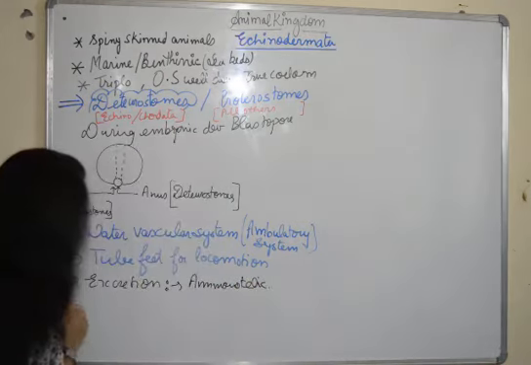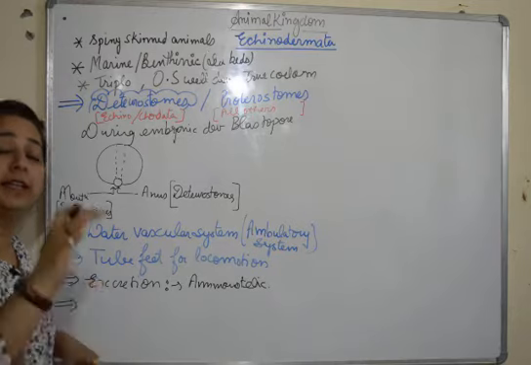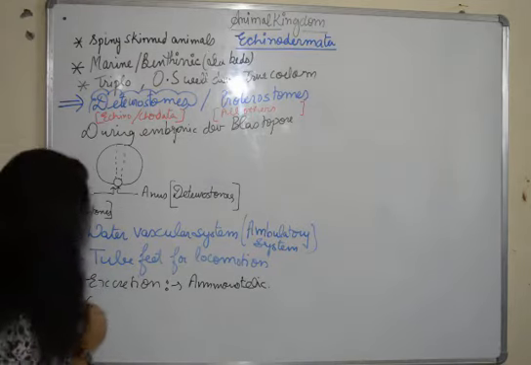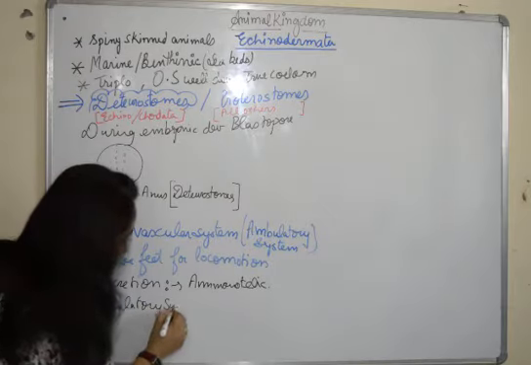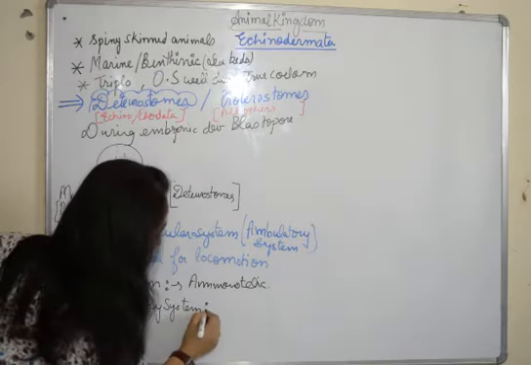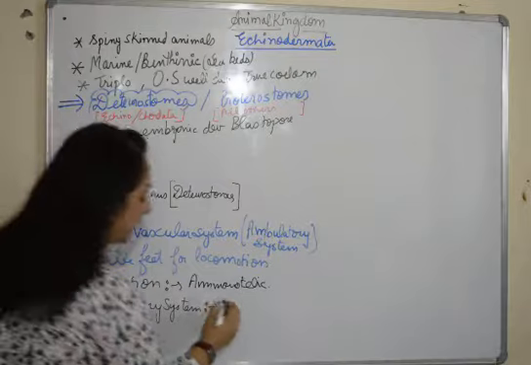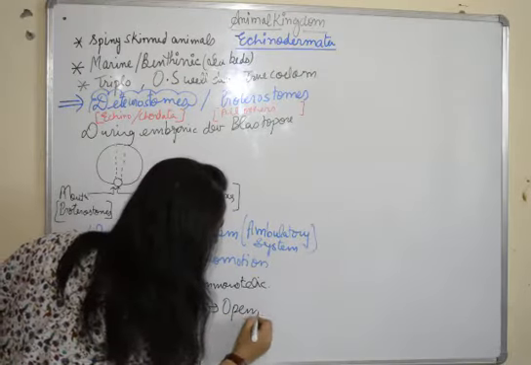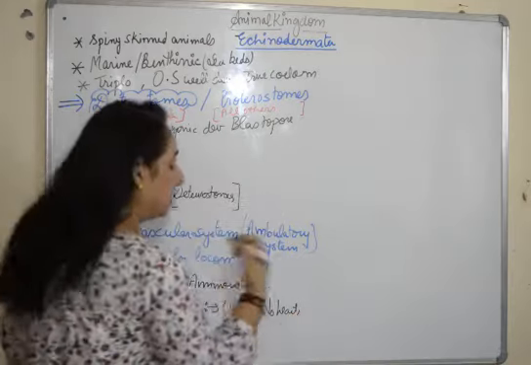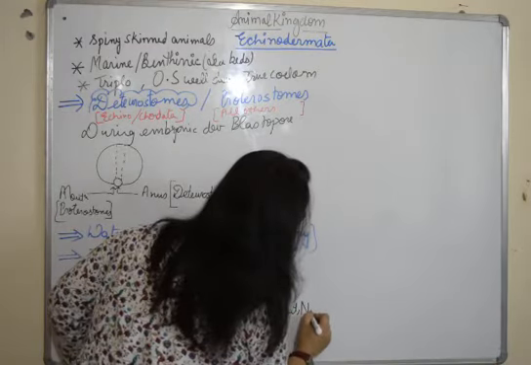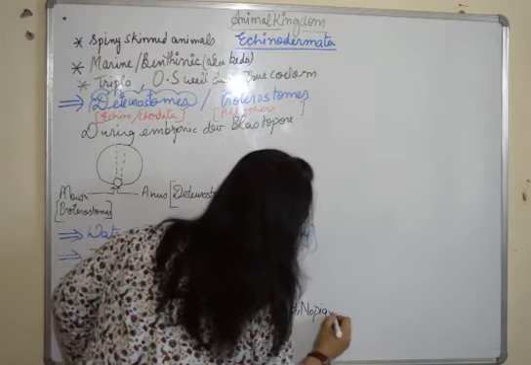Fine. Then the next system, after the excretory system, comes the circulatory system. Now they have an open circulatory system. They have no heart, they do not have any pumping organ, plus they don't have pigment also.